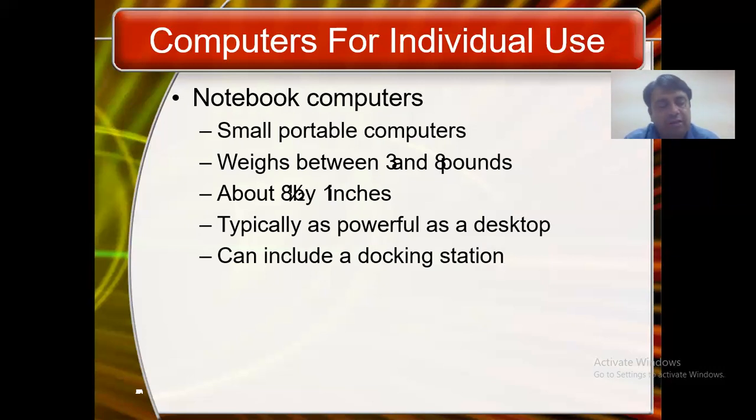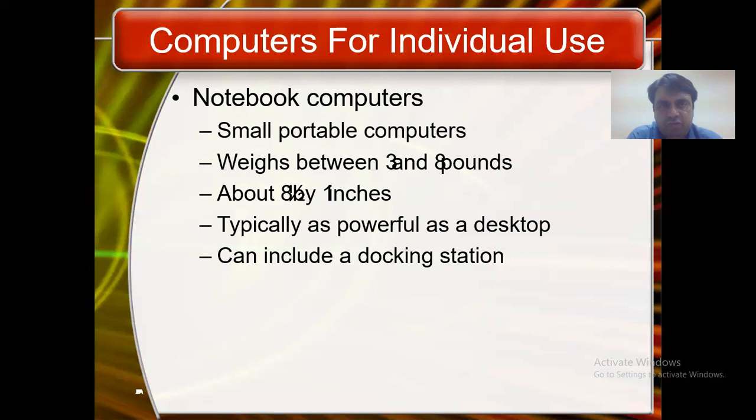We will not discuss here what a docking station is. There was a gaming module which we call a dock station, and we have to place that computer over the dock station. So that computer would be integrated with that dock station, and you can play with your joystick or other devices used for gaming purpose. So notebook computers were also used there. This is the third category of computer which is used for individual purpose.